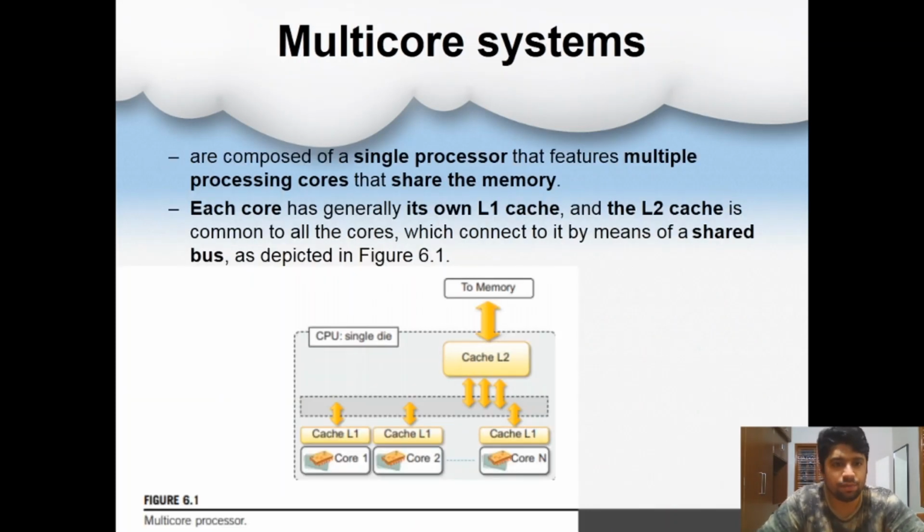Multi-core systems, which we have already seen, are composed of a single processor that features multiple processing cores that share the memory. Each core generally has its own L1 cache. You can see a level 1 cache for every core: core 1 L1, core 2 L1, and core N L1. The L2 cache is common to all the cores, which connect to it by means of a shared bus. You can see a shared bus which connects all these things, but there is a single shared memory called the level 2 cache.